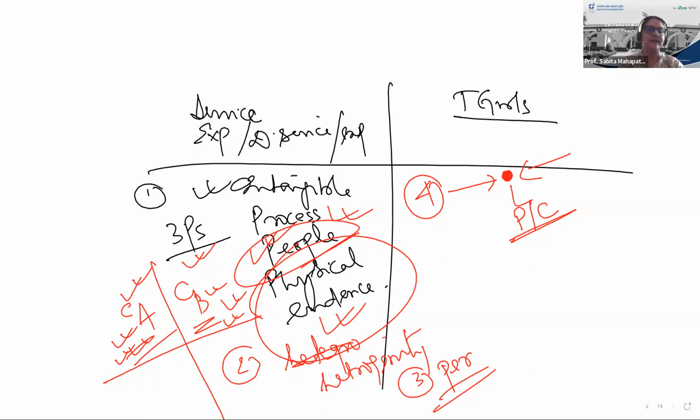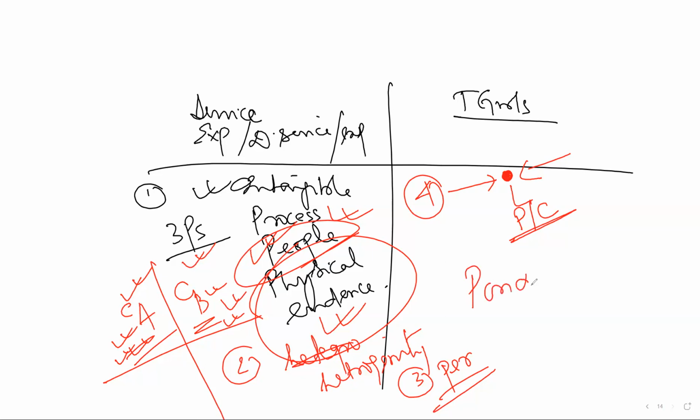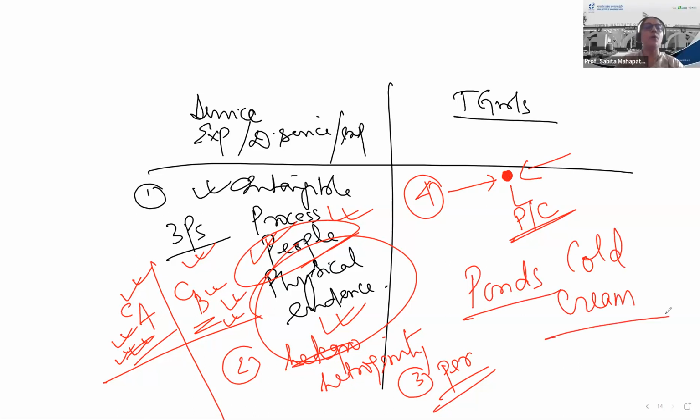Let me give you another example to clarify. Ponds. Pond's cold cream. A tangible, pure product. Nobody comes and applies cream on your face as a salesperson. Does the company salesperson come? No. But now, what they have done slowly and steadily, Ponds has entered into having its own retail outlet like Lakme has. They have apps like Cure. You know, there is a cream called Cure Cream.